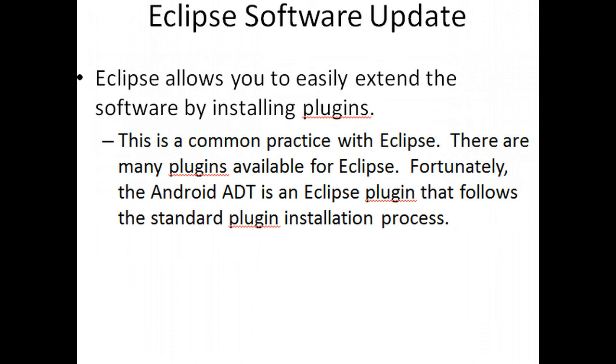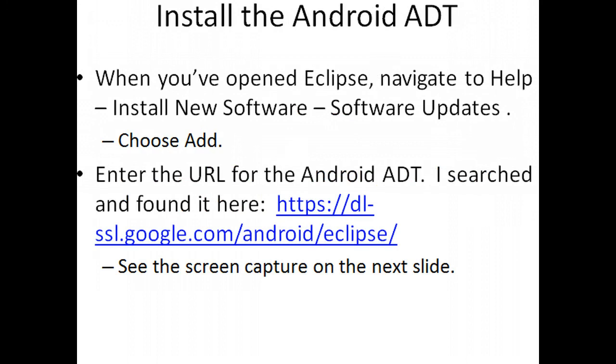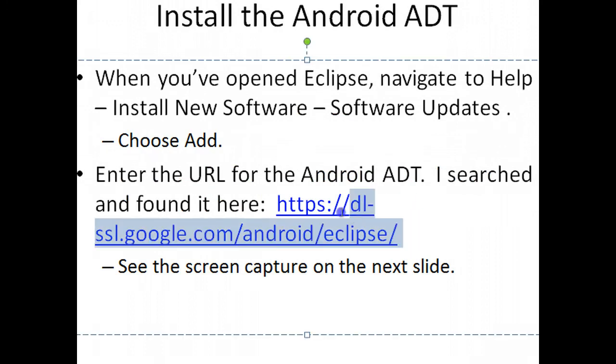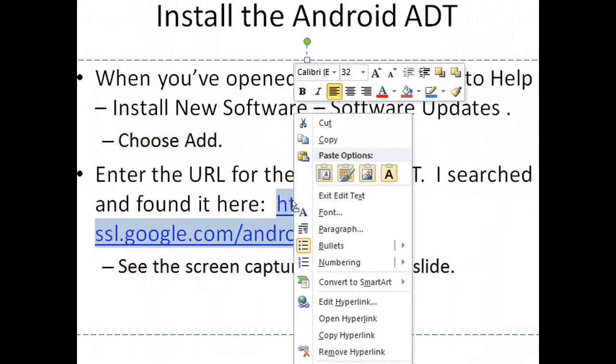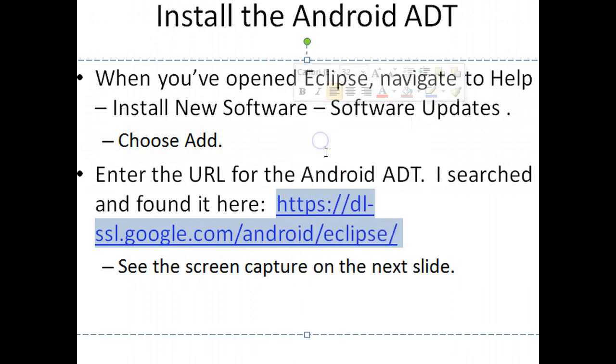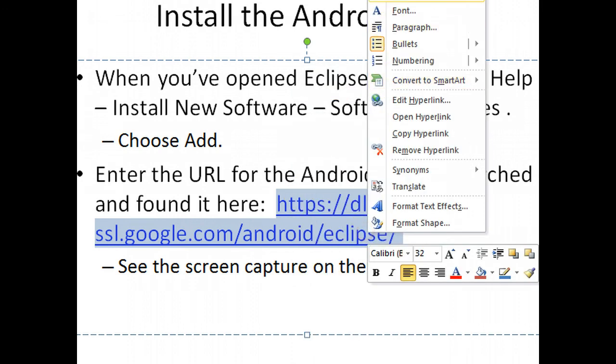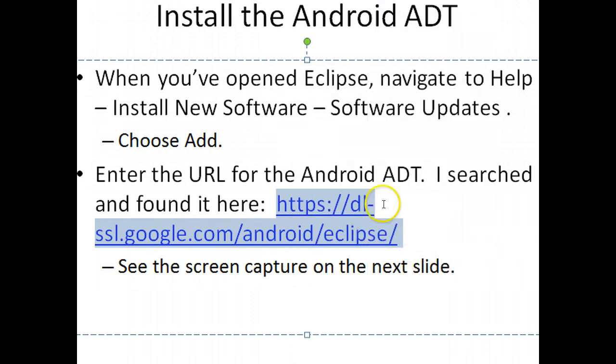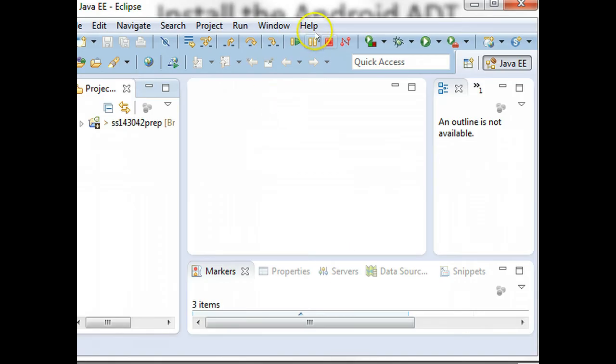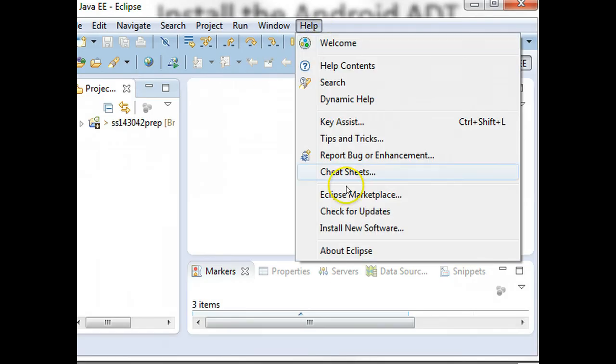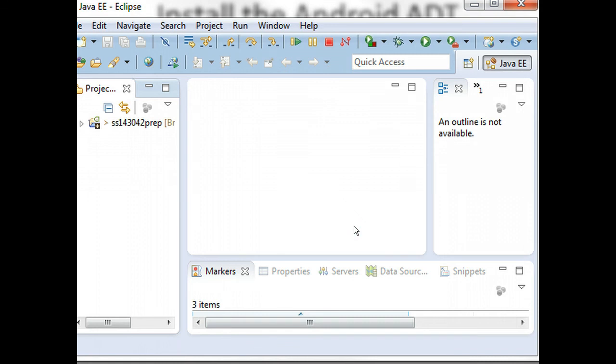The next thing we need to do is install the Android ADT. So watch this carefully. This is the Android Developer Toolkit. I'm going to grab this URL. I'm going to right-click and choose Copy, or if you wish, highlight it and press Control-C. I've already done this, so I'm not going to do it again. But what I would do is choose Install New Software.